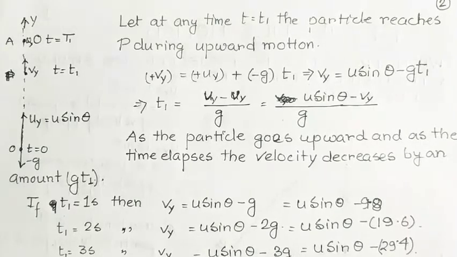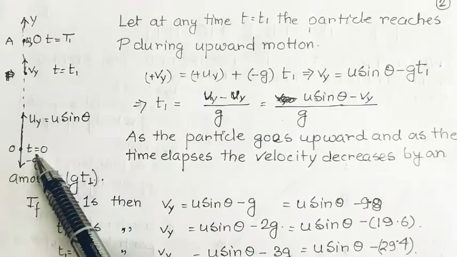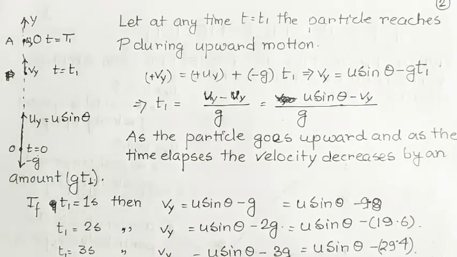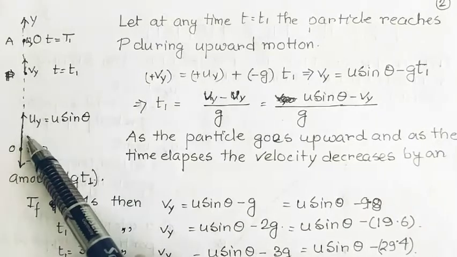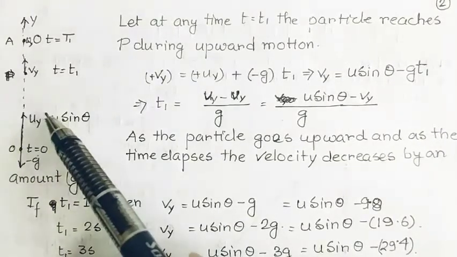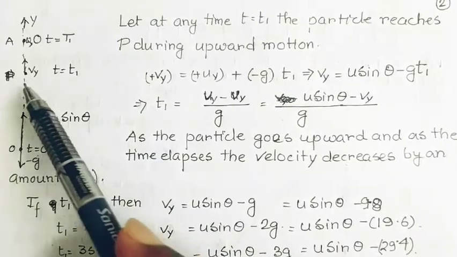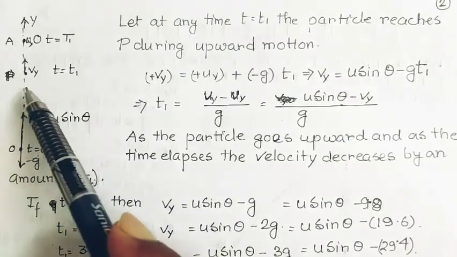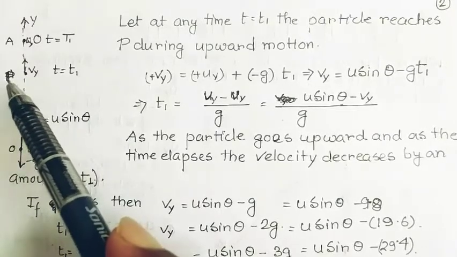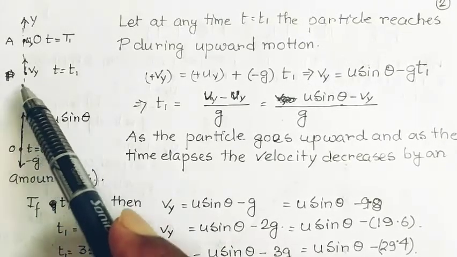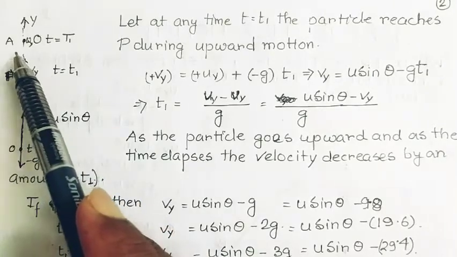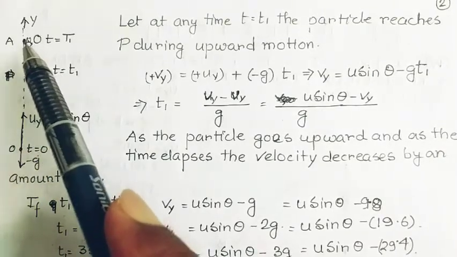Now, in today's lecture, we are going to find out more. Let us say at t equal to 0, the particle is at O, that is, at the point of throw. It is thrown with a velocity uy equal to u sin theta. You know this from the previous lecture. After that, at somewhere at the point P, the y component of its velocity is vy, and when it reaches the point capital A, we consider its velocity wy to be 0.